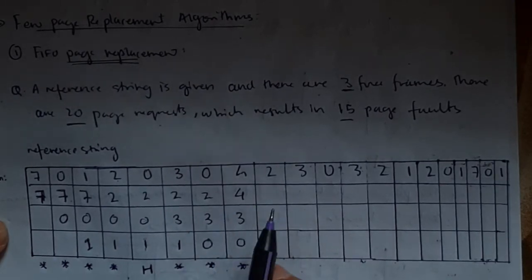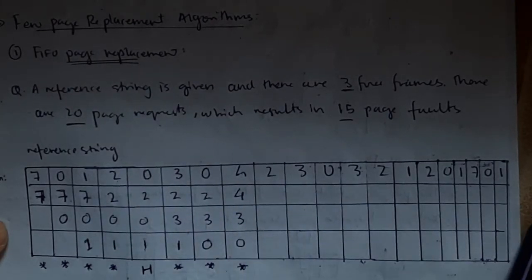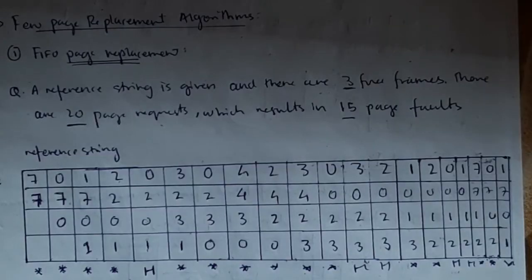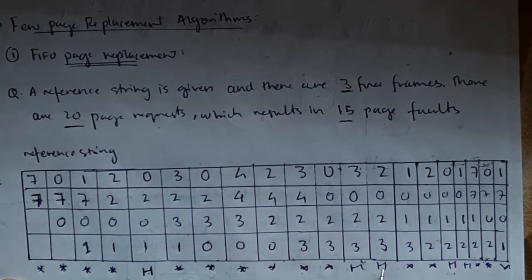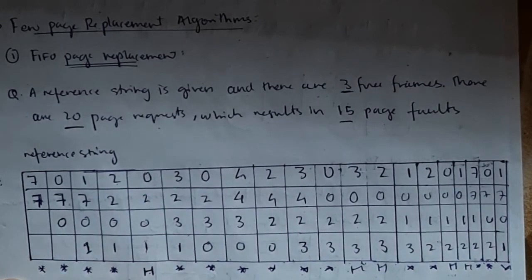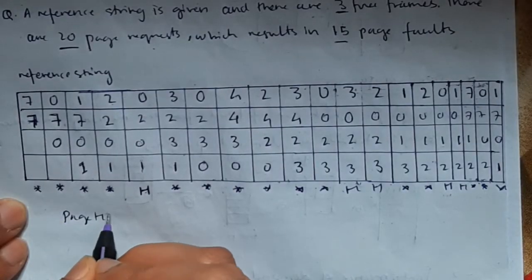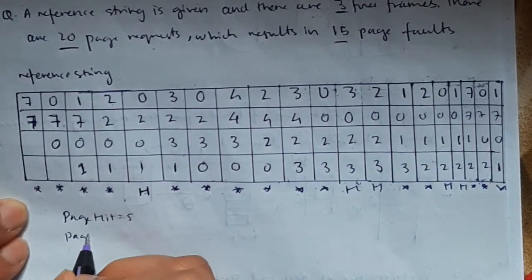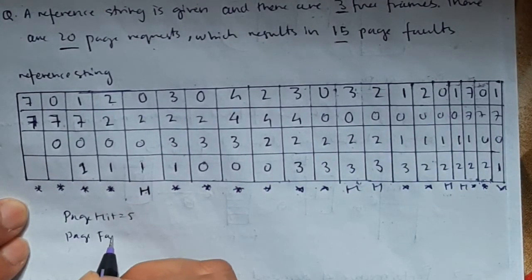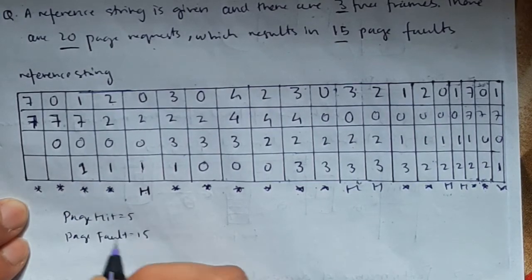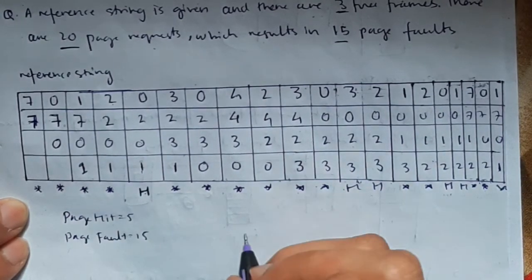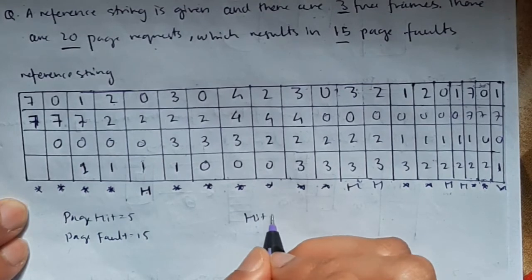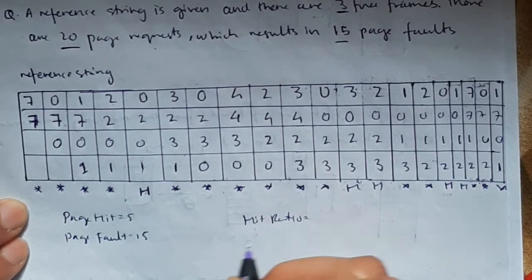See, in a similar way, I'll fill out the rest of the things also. After filling these values, I'll count how many hits I have. 1 2 3 4 5. So I'll write here page hit is equal to 5, and the remaining ones are the faults, which are 20 minus 5, and it is 15. So I've got page hit and page fault, and now we have to find out the hit ratio and fault ratio.